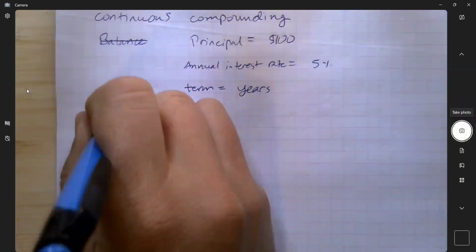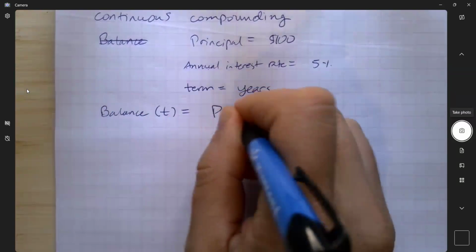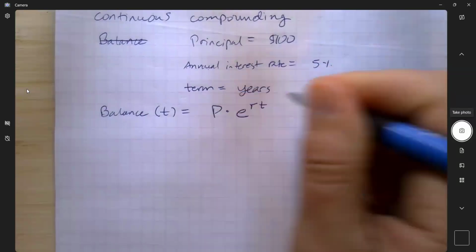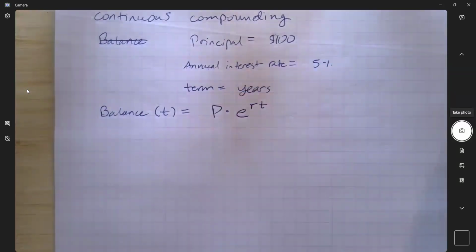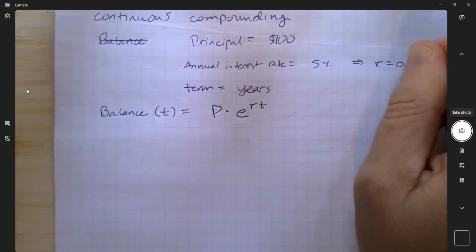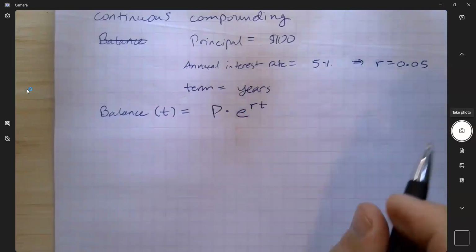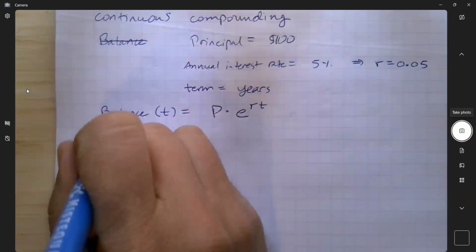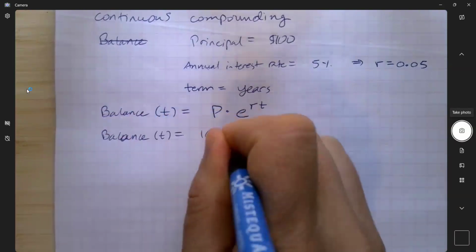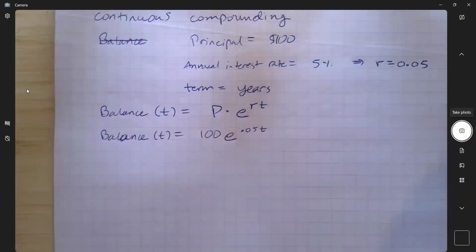And then the balance at time t is the principal times the natural exponential raised to the RT, where R is the interest rate as a decimal, and T is in years because it's an annual interest rate. So in my example, the balance at time t is going to be 100 e to the 0.05 t. And it's as simple as that.